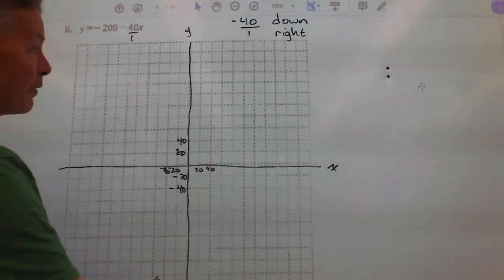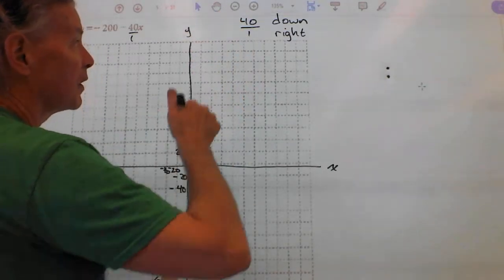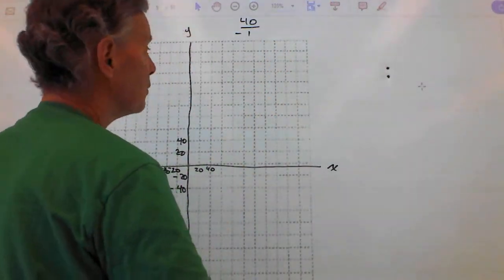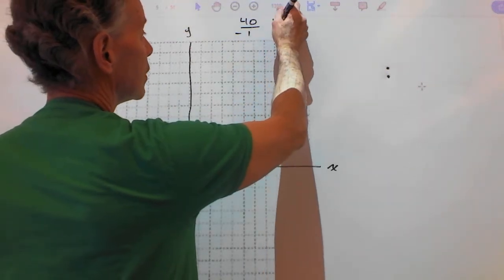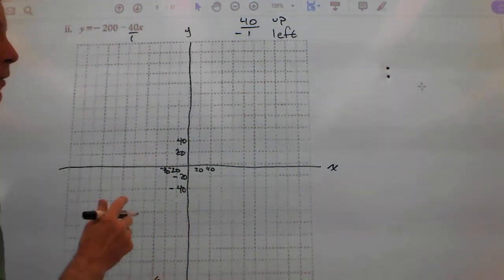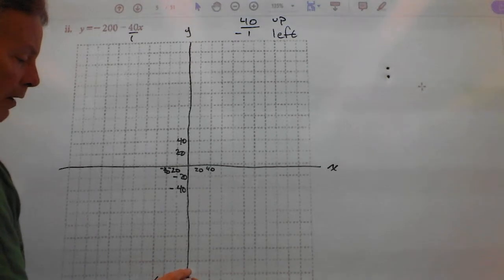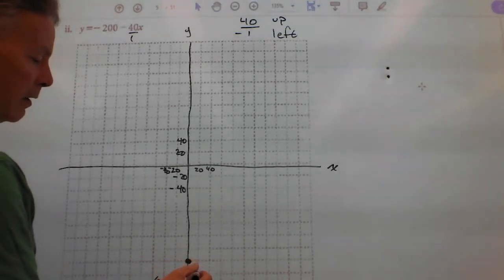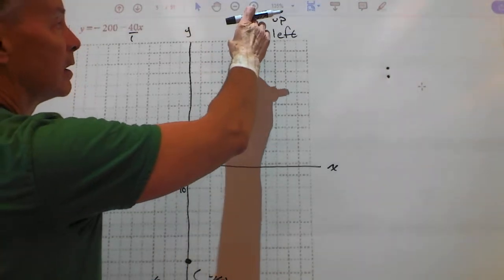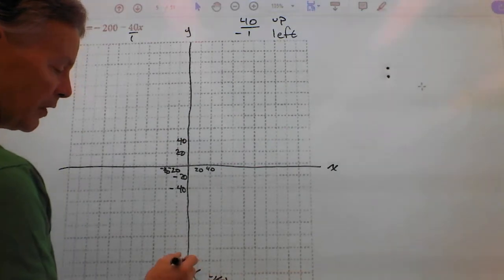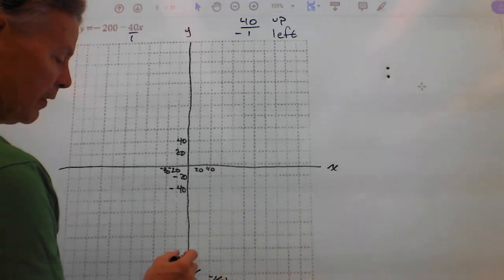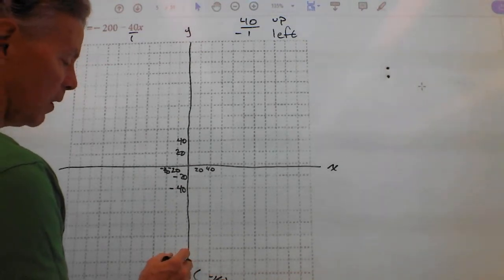Tell you what, just so this will graph, we're going to put the negative down here, and you can do this. It means you're going to go 40 up, and then you're going to go 1 to the left. Okay? So 40 up would bring us to minus 180, minus 160. So negative 160. And 1 to the left will bring us just a tiny bit to the left. So that means we're going to go up 40 and 1 to the left.